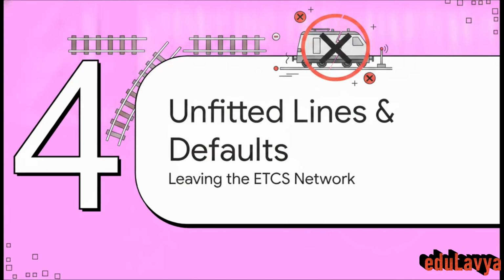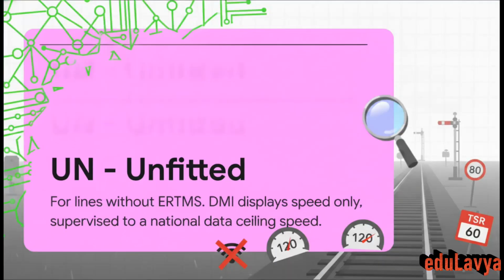On to Section 4, Unfitted Lines and Defaults. So, what exactly happens when that advanced ERTMS track equipment is just missing? When a train leaves the digital safety net of ETCS and drives onto lines not fitted with ERTMS, it enters unfitted, or UN mode. In this state, that advanced trackside data is totally gone. The DMI strips away all the complex information and basically just displays the train's speed. The system now has to rely purely on national data to supervise the ceiling speed, along with any temporary speed restrictions that happen to be programmed in.